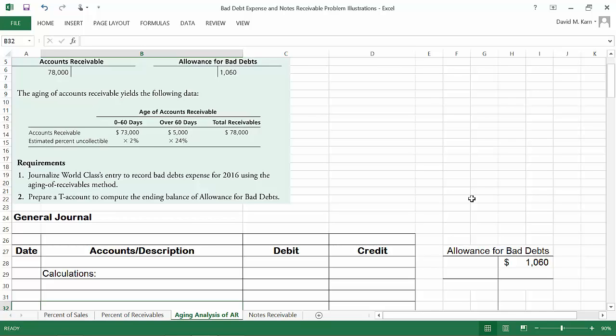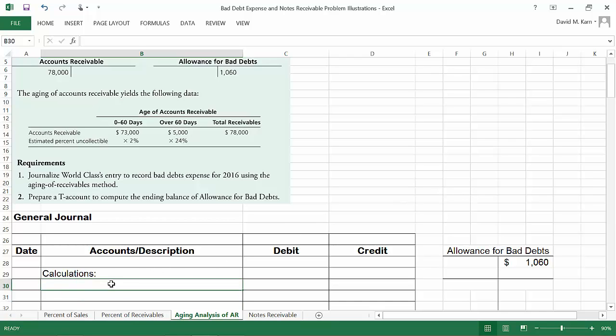They want us to journalize World Class's entry to record bad debt expense for 2016 using the aging of receivables method, also called an aging analysis of accounts receivable, and then to prepare a T account to compute the ending balance of allowance for bad debt. This is going to be very similar to the percent of receivables method when we talk about looking for the amount for our adjusting entry. So how do we do this? Let's do some calculations.